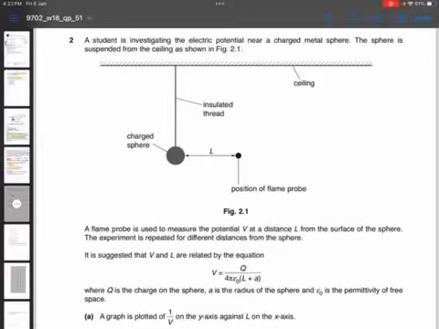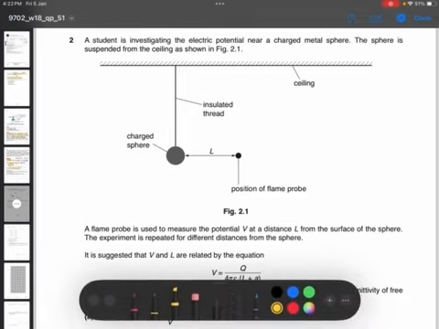A student is investigating the electric potential near a charged sphere. The sphere is suspended from the ceiling as shown in Fig 2.1. A flame probe is used to measure the potential V at a distance L from the surface of the sphere. The experiment is repeated for different distances from the sphere.